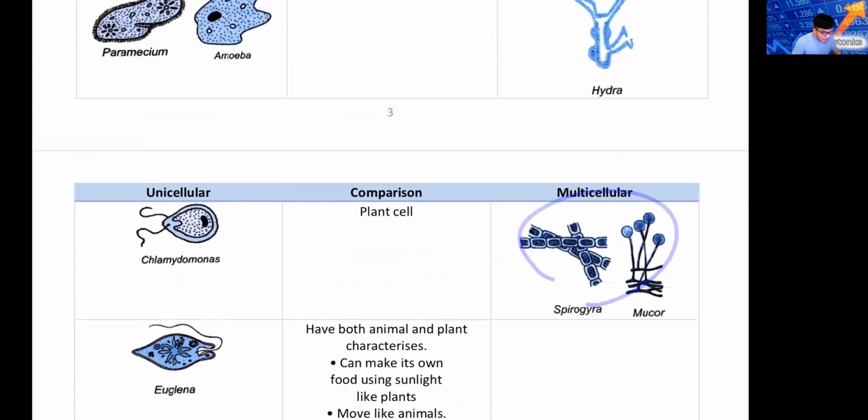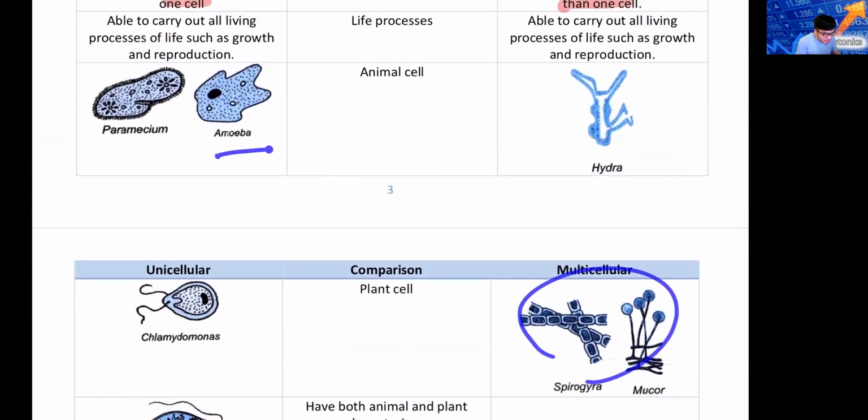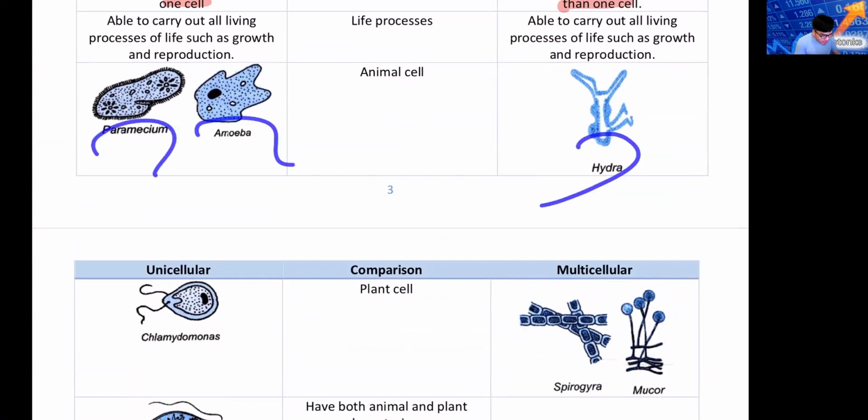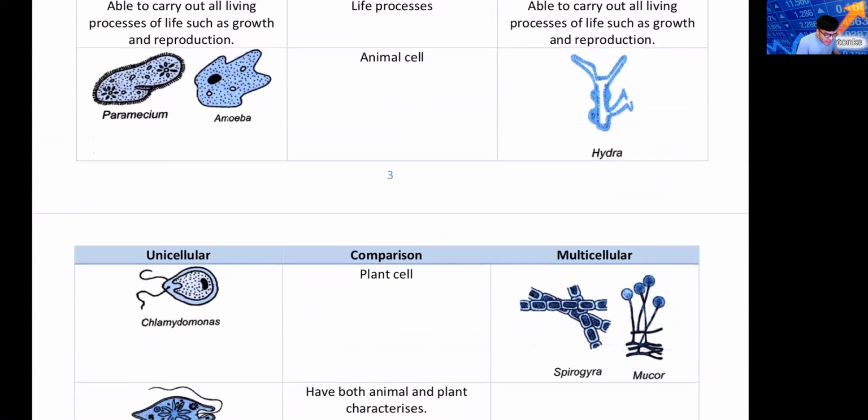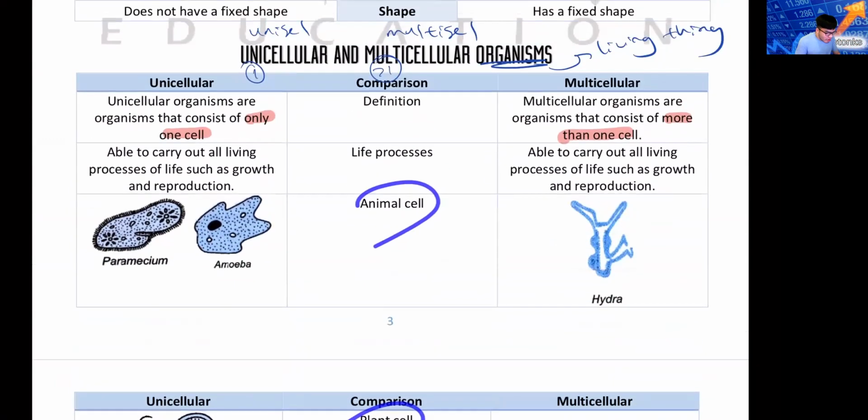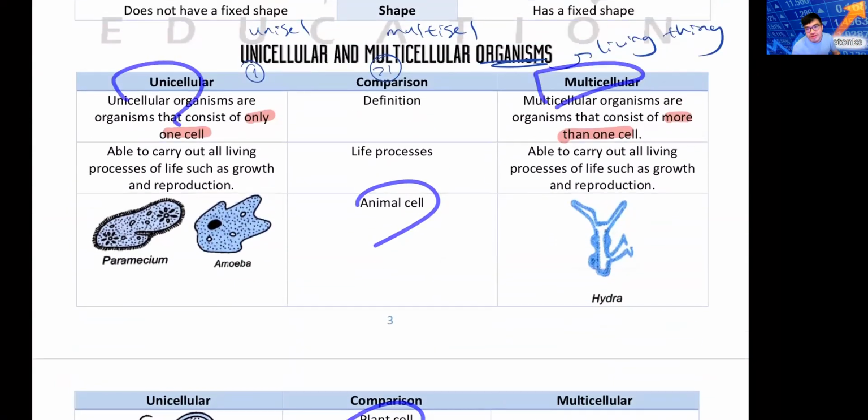You know what's the worst part about this thing? They will ask you whether amoeba is unicellular or multicellular. Is it animal or plant? So no choice, you have to memorize their names one by one. You have to at least recognize them, and you have to know whether they are animal or plant, and whether they are unicellular or multicellular.